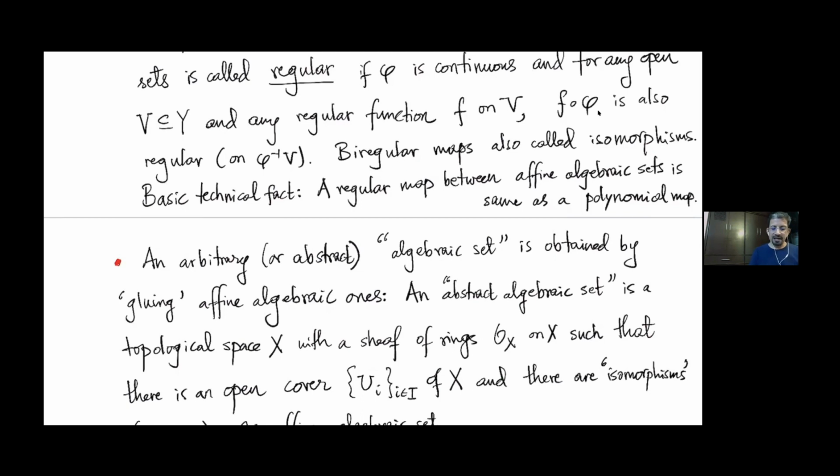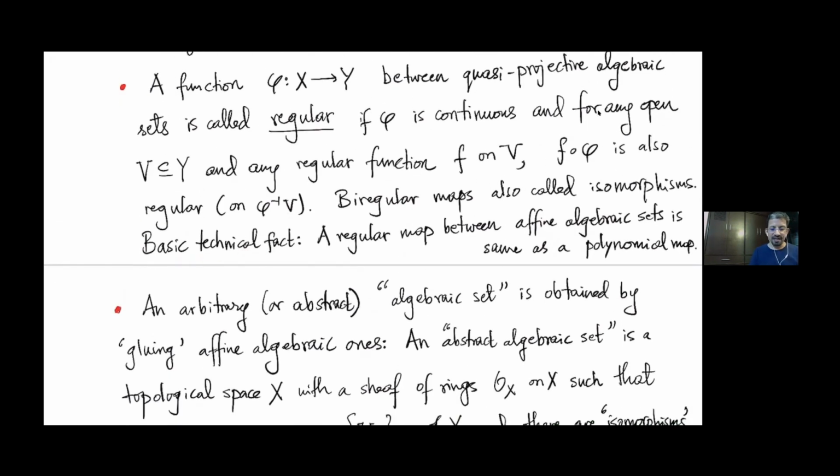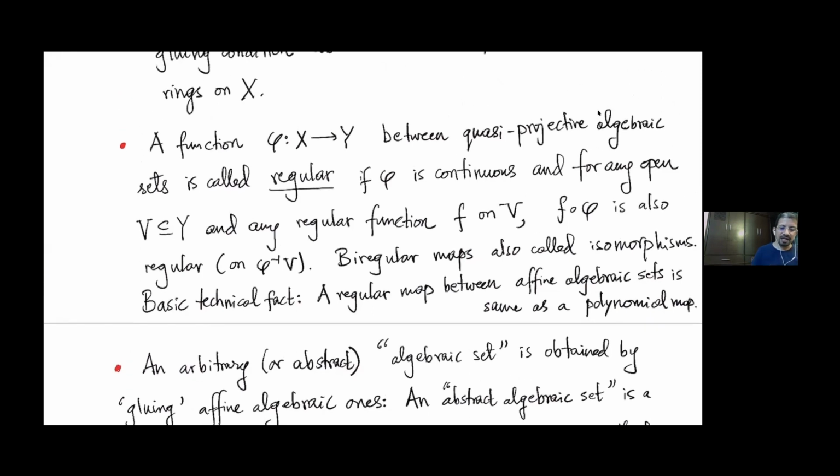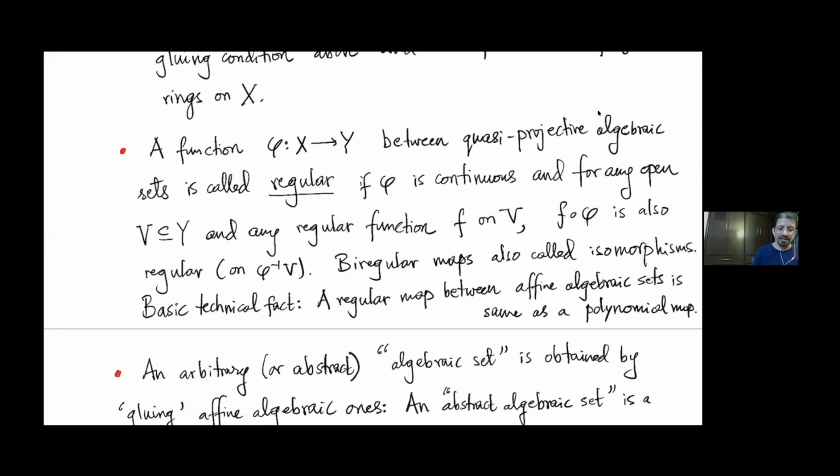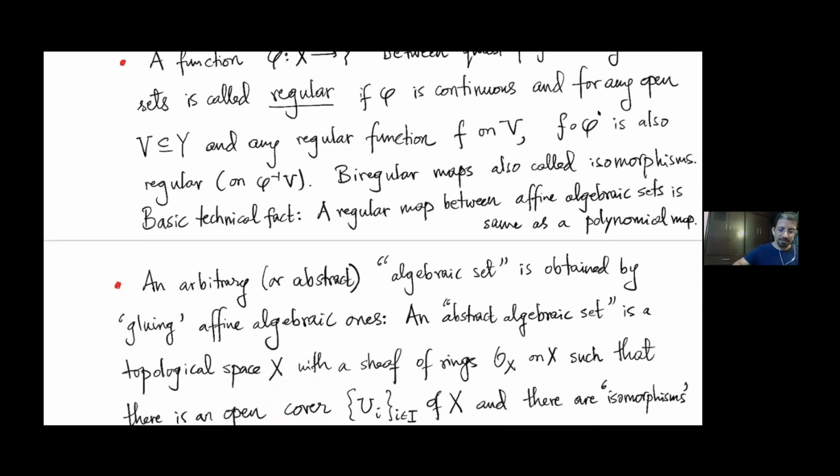And again, here's a basic technical fact, which I'm not going to prove. It's not hard to prove, but it's somewhat technical, so one has to just chase through things. For affine algebraic sets, nothing has changed. A regular map in this more general sense between affine algebraic sets is the same as what we knew before, just a polynomial map. It's only for projective spaces and quasi-projective algebraic sets that we have to use this more general definition, because there's no way of globally capturing things, since globally we have very few functions at hand. So we really cannot use global functions to capture this kind of definition.